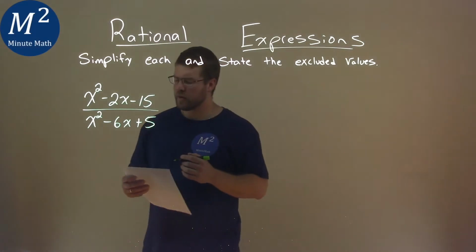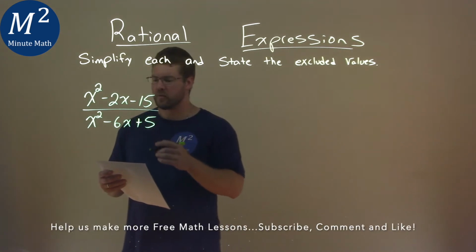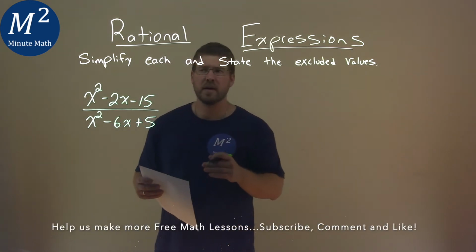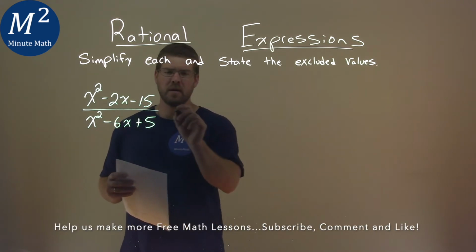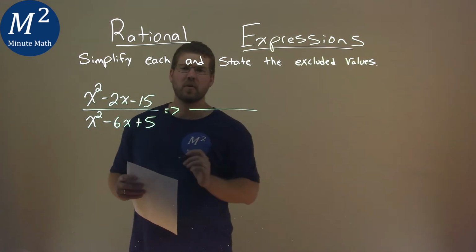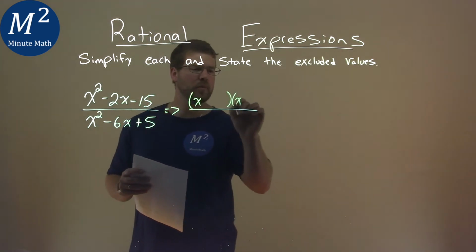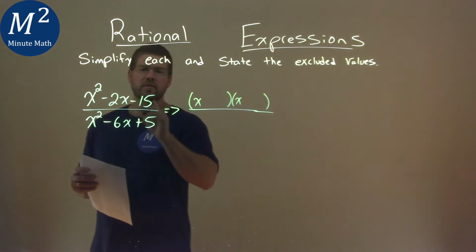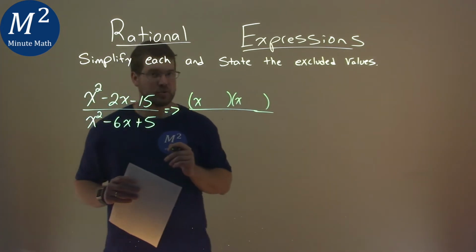We're given this problem right here, x squared minus 2x minus 15 over x squared minus 6x plus 5, and we need to simplify this and state the excluded values. Well, to simplify this, let's go factor the numerator and the denominator. We know it has some form like so, and we ask ourselves what two numbers multiply to be negative 15, but add to be a negative 2.